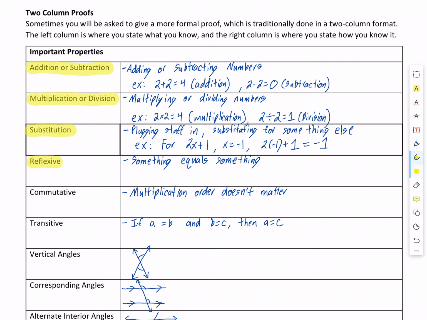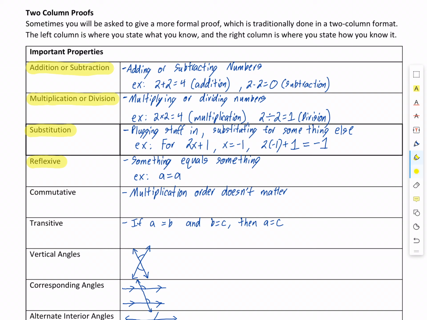The reflexive property, just basically if something equals itself. So, for example, if A is equal to A. Something like that. It just means reflexive. Don't ask me quite why it's this way, but yeah.